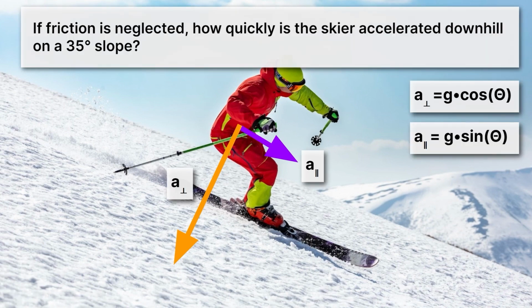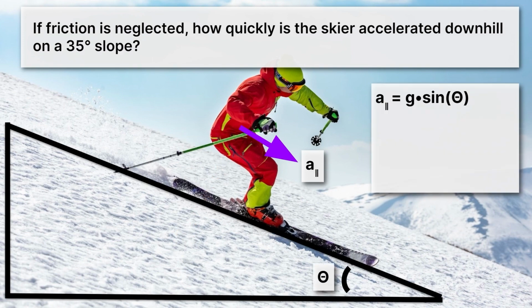All right, let's go back to our problem now. It says if friction is neglected, how quickly is the skier accelerated downhill? Well, this is asking us about the parallel acceleration. And so for the parallel acceleration, we just have to remember that it's equal to g sine theta. For g, I'm going to plug in 9.8 because that's the acceleration due to gravity on Earth.